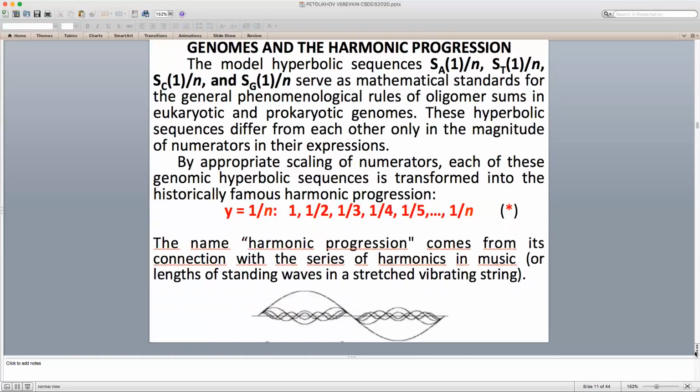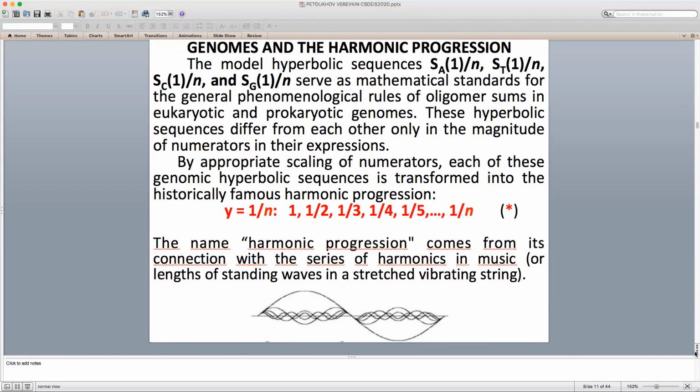Next section: genomes and the harmonic progression. The model hyperbolic sequences serve as mathematical standards for the general phenomenological rules of oligomer sums in eukaryotic and prokaryotic genomes. These hyperbolic sequences differ from each other only in the magnitude of numerators in their expressions.